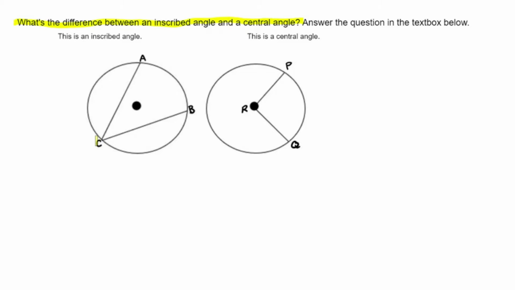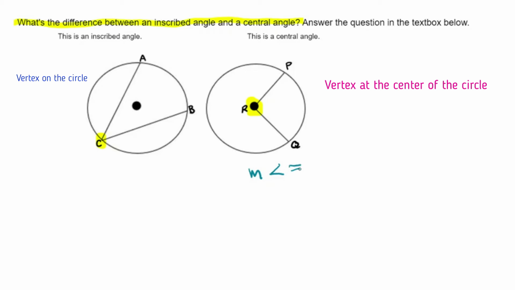If you notice, the vertex of each of those angles, angle ACB and angle PRQ, is in a different place. For the inscribed angle, the vertex is on the circle, and for the central angle, the vertex is at the center. So that's another difference between the two.